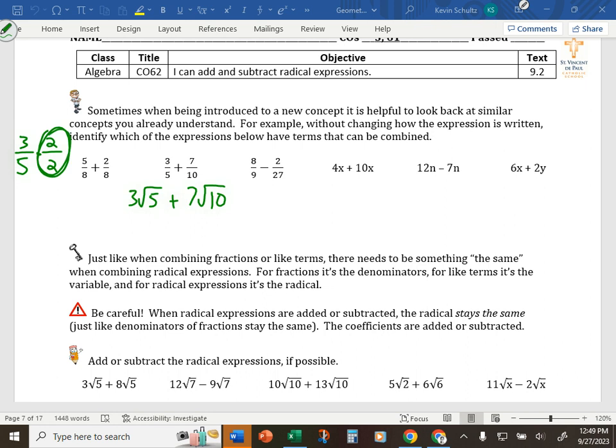So in this case, I can't go any further. I'm done. I stop. Final answer. If the roots are not the same, and you cannot get them the same by simplifying, that's why we spend so much time on the simplifying part, there's nothing more that you can do. This would be the end. Okay? Let's look at the next one here.